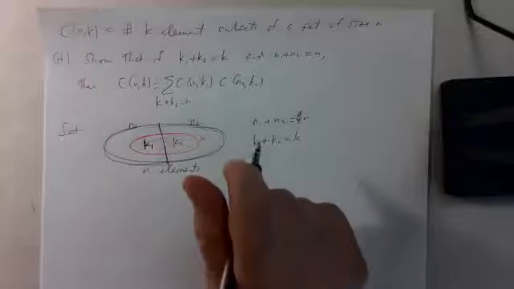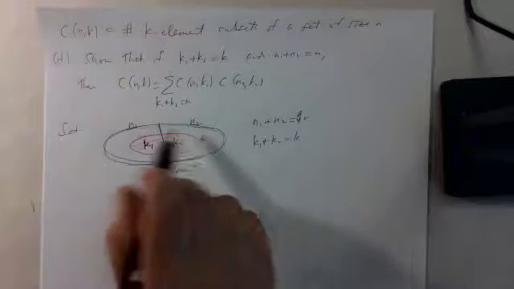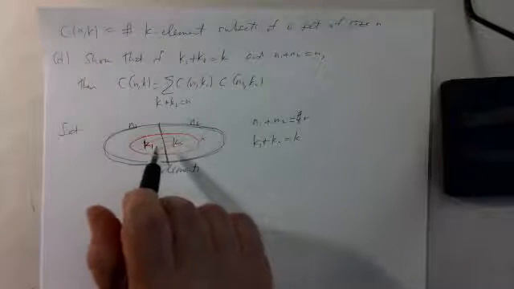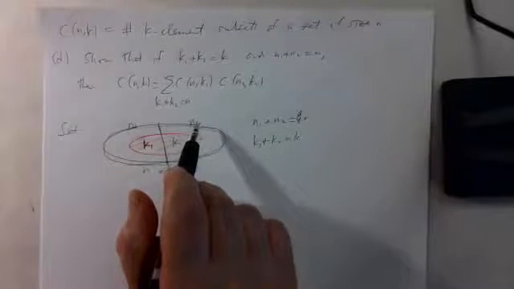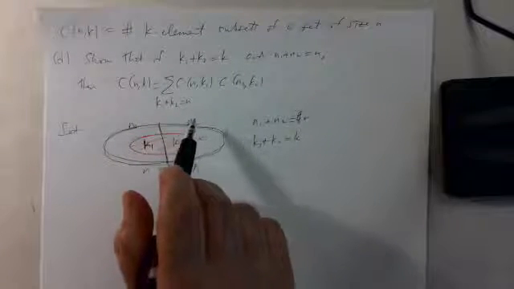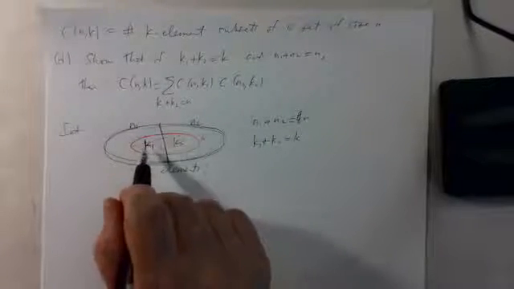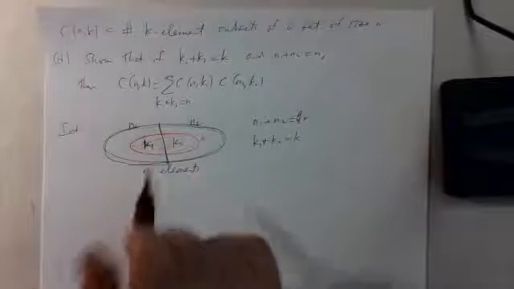Right? So all I'm saying is, if you have a set with n elements and it's divided up into two pieces with n1 and n2 elements respectively, and if you choose a k element subset, some of those elements will be over on the left side and some will be on the right side.